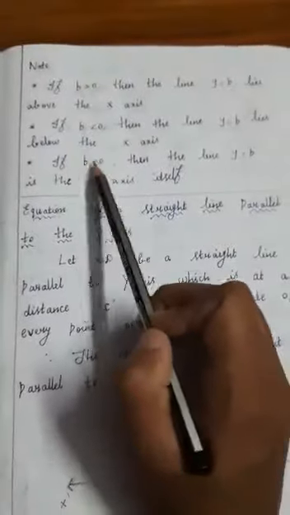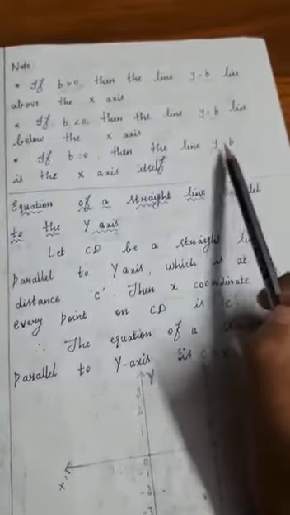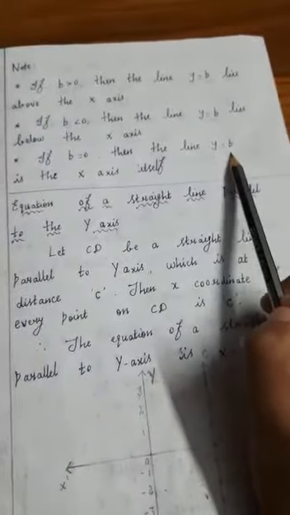Okay, b is equal to 0 means the y coordinate distance of every point is 0, so all the points lie on the x-axis itself. So 0, 0, 1, 0, like that it will come, so all the points lie on the x-axis. Okay.